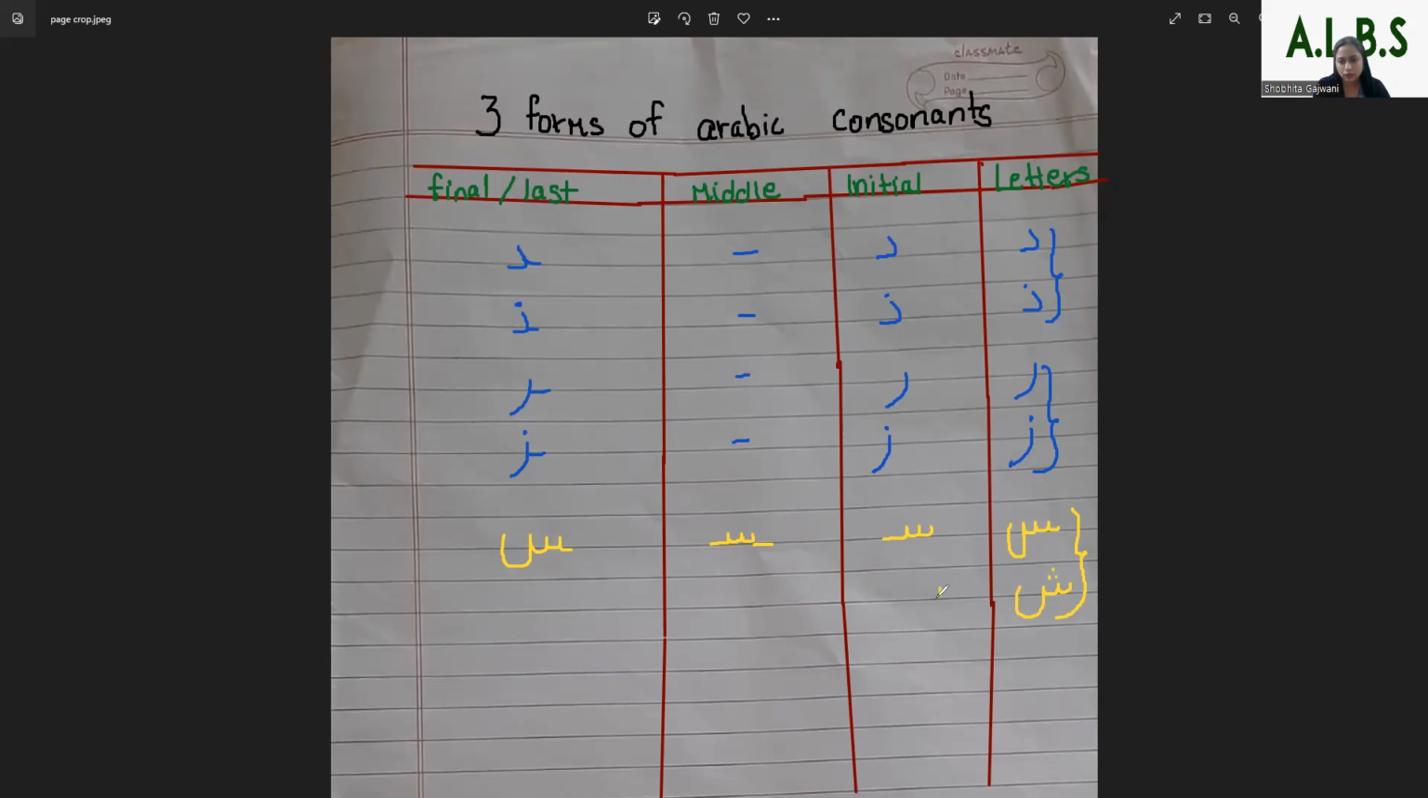Now the next one, same like Seen. The difference between Seen and Sheen is of placing dots. Seen does not contain any dot, but Sheen contains 3 dots above the structure.